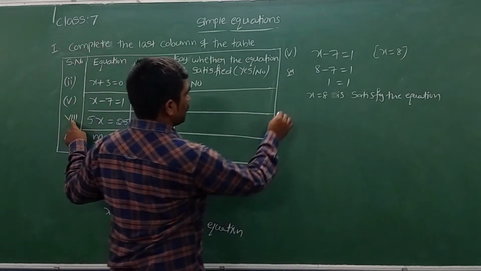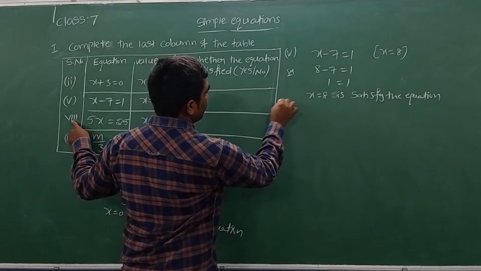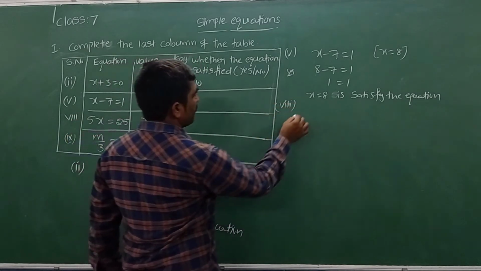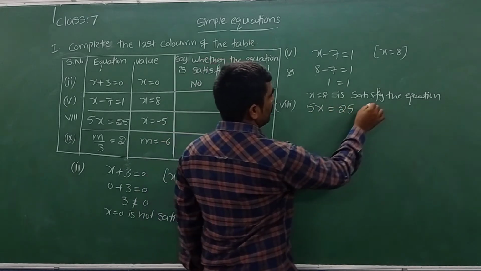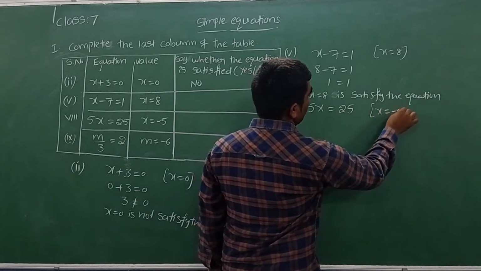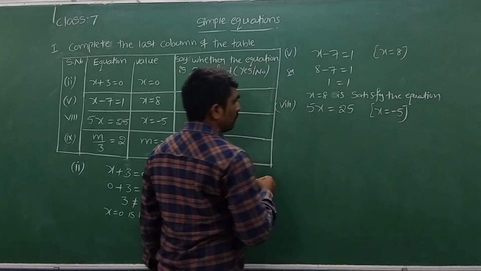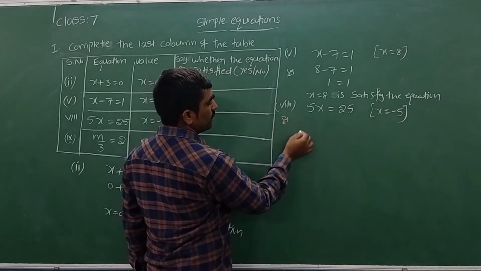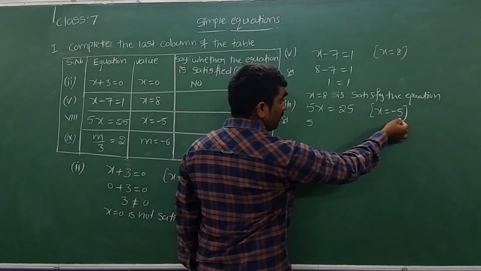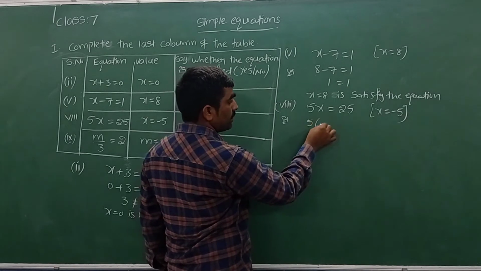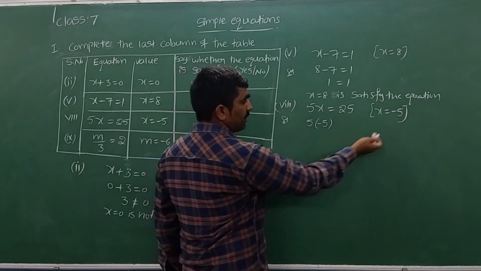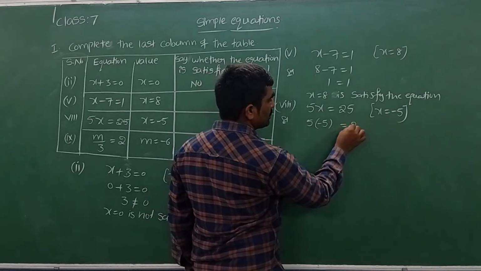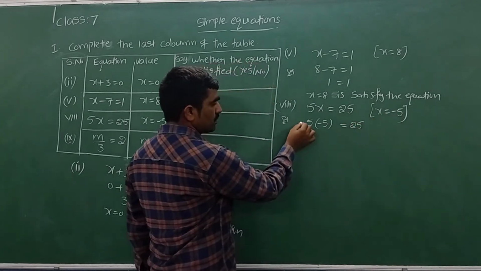Then we go for the next, the 8th one over here. What is the 8th one? 5x is equal to 25. They are asking at x equal to minus 5. Let us see the solution. In the place of x, substitute minus 5. Keep it in brackets because we have other terms also. 5 times minus 5 is equal to 25.